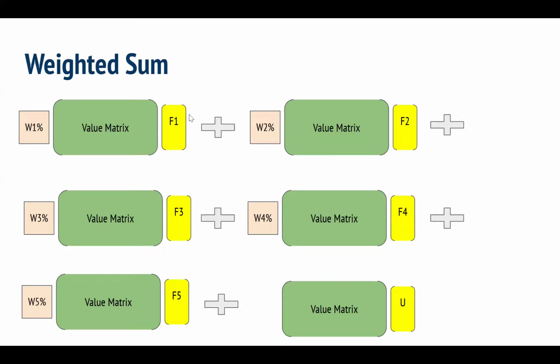So F1 represents person 1, F2 represents person 2, F3 represents person 3, and so on. This W represents how much you are affected by that. It's just a scalar multiplied by a vector. And again, a matrix times a vector is just a vector.